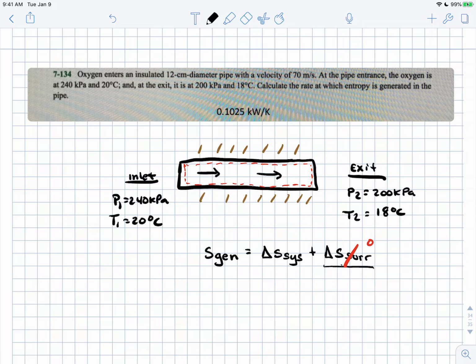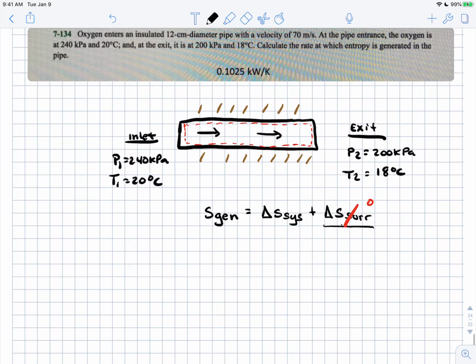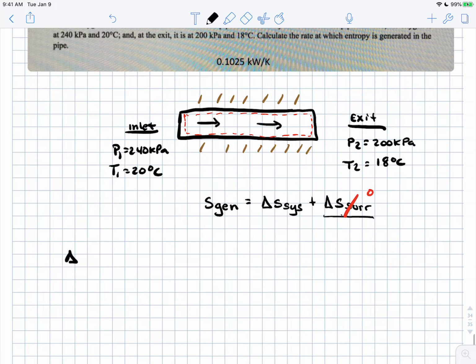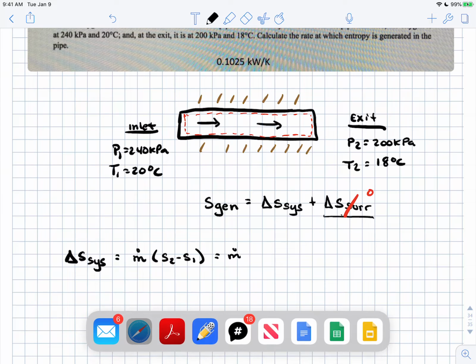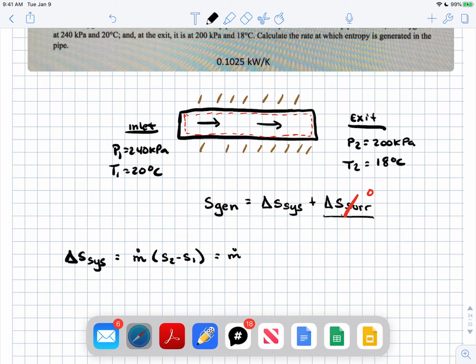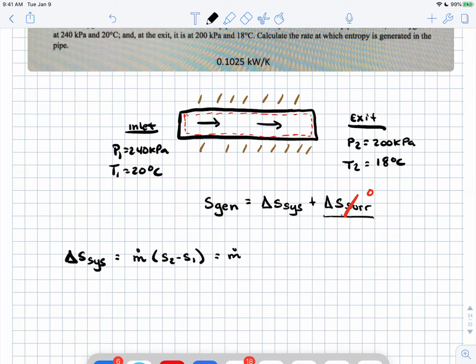So let's calculate now our entropy generated in this pipe. Here we have our delta S system, which is our mass flow rate times S2 minus S1. We can approximate this S2 minus S1 using some relationships we talked about in class. So let me log on to our class system here, and let's talk about those.